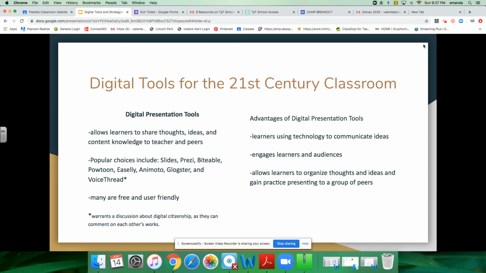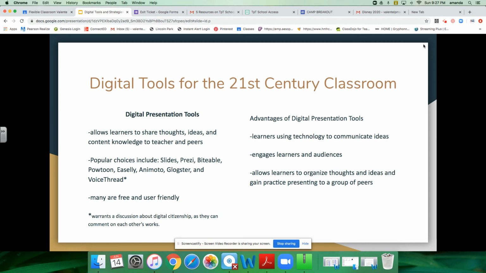But it allows learners to be a little more excited about these presentations, hopefully. Some very popular choices out there are, as you see, Slides. There's also Prezi, Biteable, Powtoon, Easily, Animoto, Glogster, and VoiceThread. With VoiceThread, though, you may want to have a discussion about being a good digital citizen before you use VoiceThread, as VoiceThread has the ability for users to comment on each other's presentations.